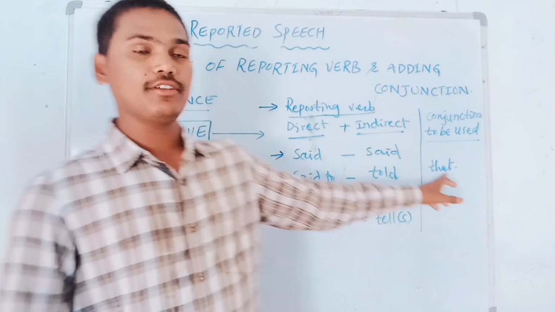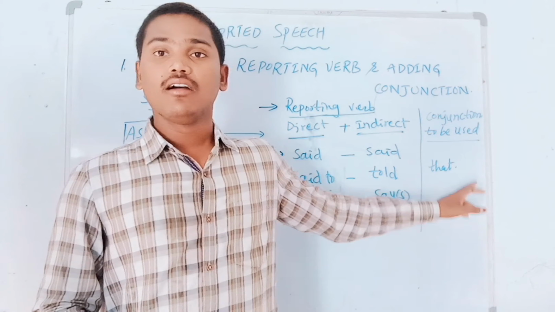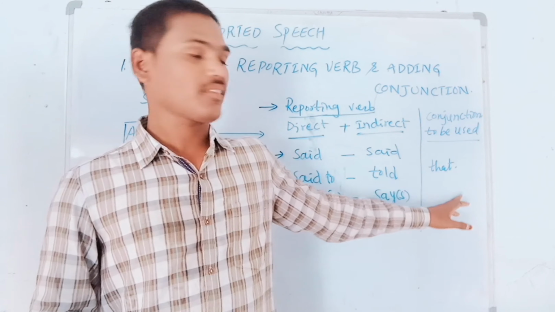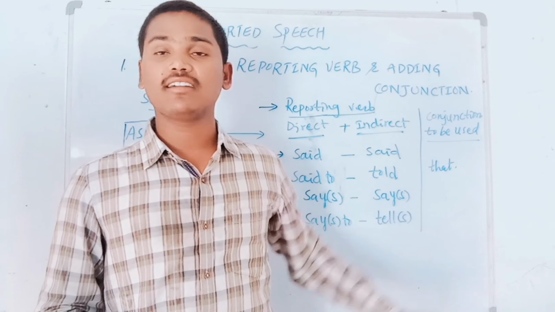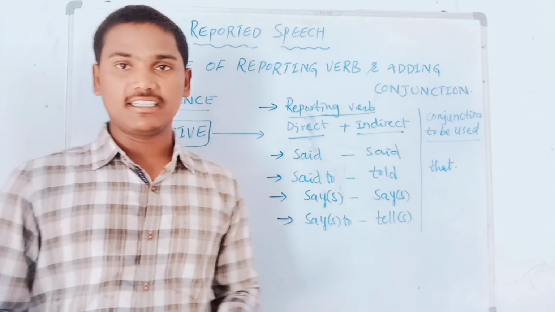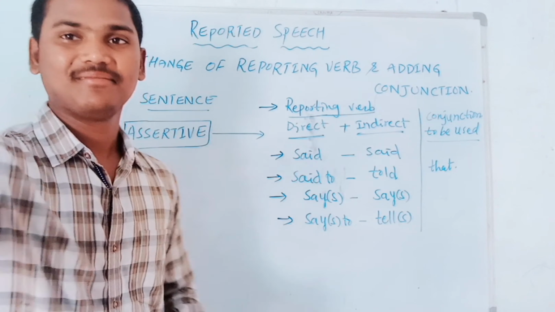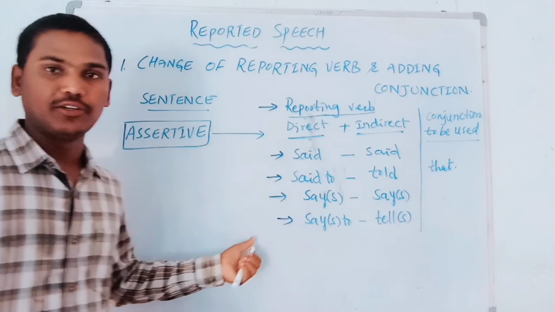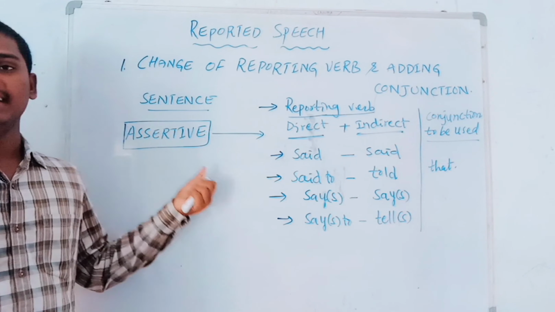If you would like to remove inverted commas in indirect speech in an assertive sentence, we use the conjunction word that. So these are all the rules about the assertive sentence. Okay students.